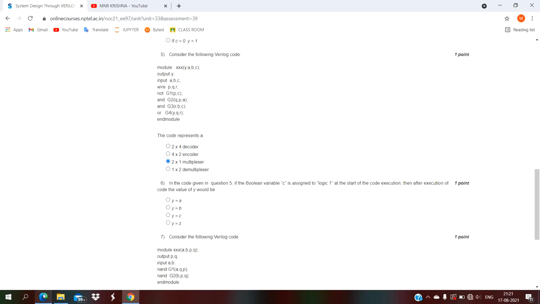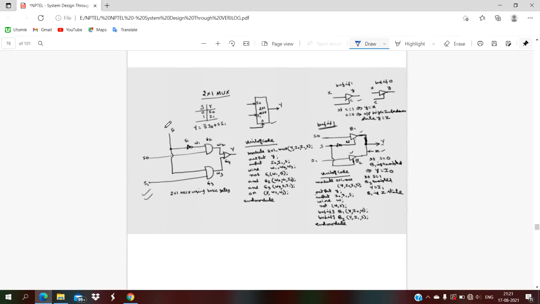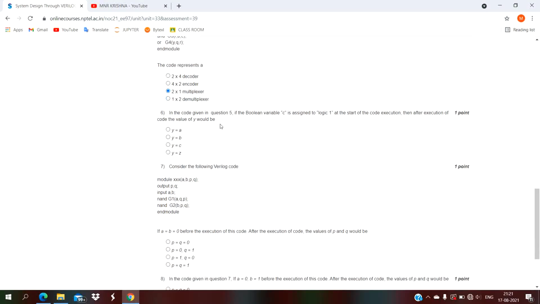Even though we have to refer, for a multiplexer, it is a 2 by 1 mux. Mux means multiplexer. Here we are using one NOT gate, two AND gates and one OR gate. Okay, that's correct. Next question.